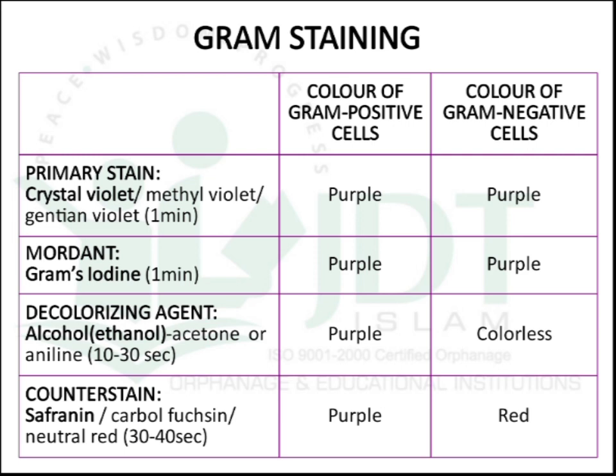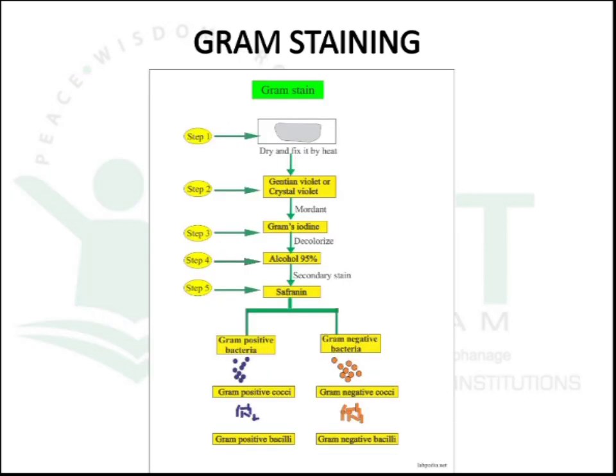Now this is the procedure for Gram staining. Here we will use a primary stain. We can use different stains like methyl violet, gentian violet and crystal violet. Crystal violet is the commonly used stain and we treat for 1 minute. Then we use a mordant, Gram iodine, again for 1 minute. Then we use a decolorizing agent, usually alcohol or ethanol. We can use acetone or aniline also, for 10 to 30 seconds, and counterstain using safranin.